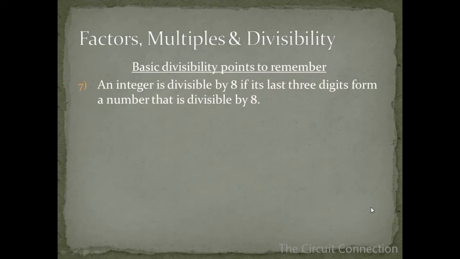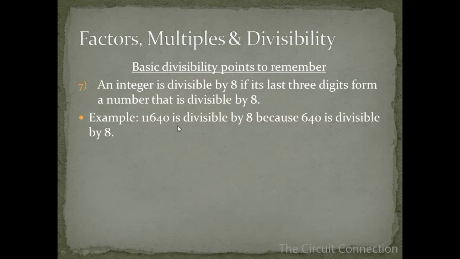So next, number 7. An integer is divisible by 8 if its last 3 digits form a number that is divisible by 8. So for example, 11,640 is divisible by 8 because 640 is divisible by 8. So that gives us a result of 11,640 over 8 gives us a result of 1455. And that's because the 640 is divisible by 8, and that gives us a result of 80.